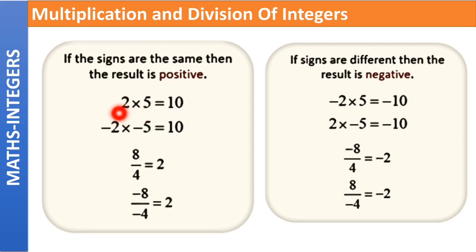2 into 5. Now both the numbers are having the positive signs. I mean they are not having positive signs written, which means that they are positive. There is no need to specifically mention the plus sign here. We simply assume that both the numbers are having the plus sign. 2 5s are 10, and as both the numbers are having the plus sign, the answer will also be positive.